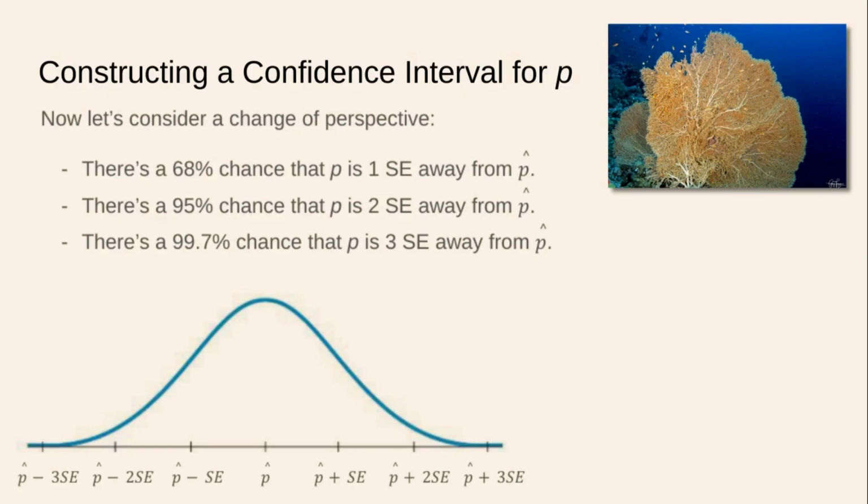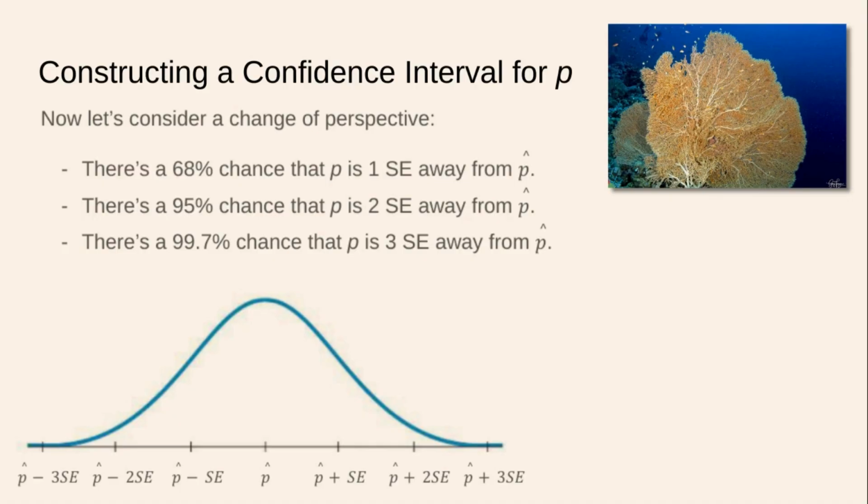If what I said on the last slide is true, then there is a 68% chance that the true population proportion is one standard error away from the sample proportion. There's a 95% chance that the true population proportion is two standard errors away from our sample proportion, and there's a 99.7% chance that the true population proportion is three standard errors away from our sample proportion. So if everything I said on the last slide is true, then those three facts are true as well.